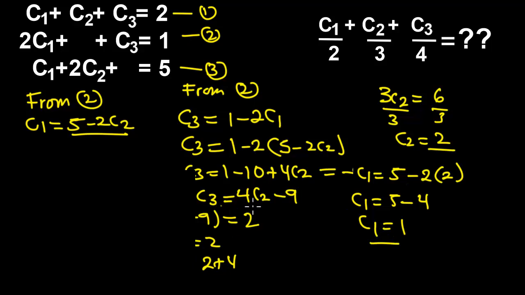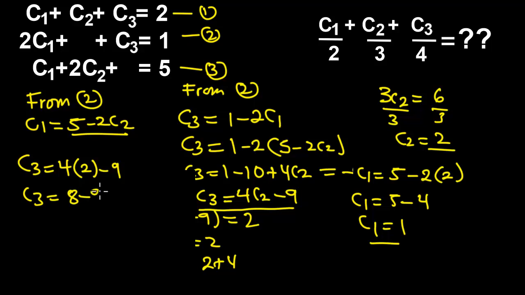So we are left with C3, and then C3 we had this one. So C3 will be equal to 4 times C2 we had 2. So 4 times 2 minus 9. And then C3 will be equal to 4 times 2 is 8 minus 9. So C3 will be equal to negative 1. So now that we have the value of C1, C2 and then C3, we can go ahead and then solve for this expression. So let me clean this side.